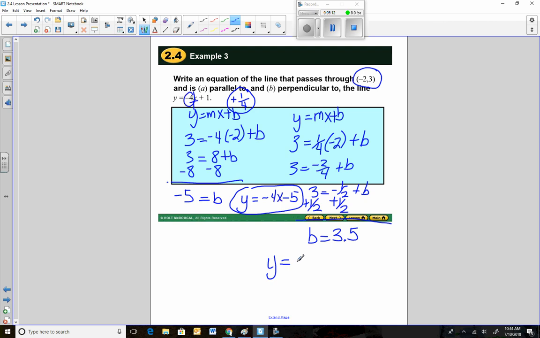y equals the slope. Where is our slope? Oh yeah, it was 1/4. Make sure you use the perpendicular slope. They want an equation of a perpendicular line. The slope always goes next to x. And our b value that we discovered, plus 3.5. This is our solution for part B.